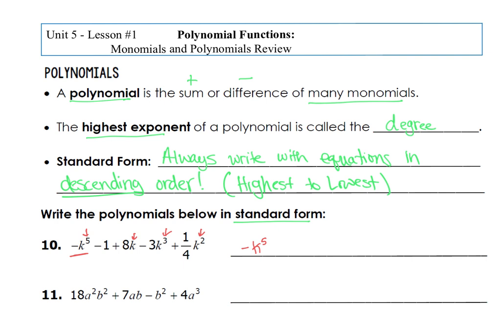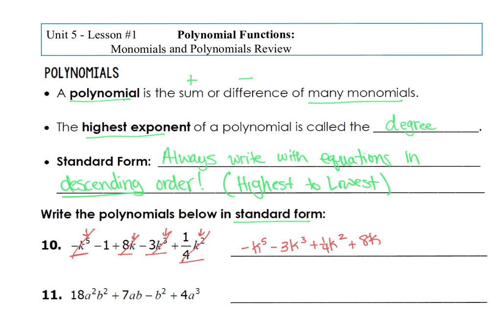So after 5, the next highest would be 4, but I do not have anything to the 4th power, so we would go to the next highest after that, which would be cubed. So that would be minus 3k cubed next. And then after cubed, we would have squared, so plus 1/4 k squared. And then 1k would just be my plus 8k.